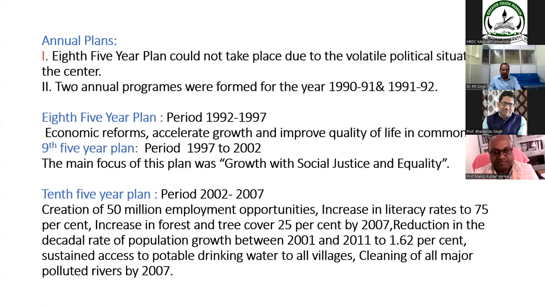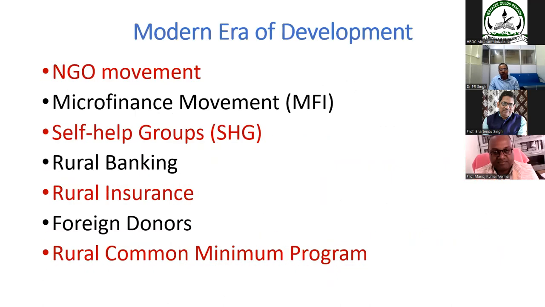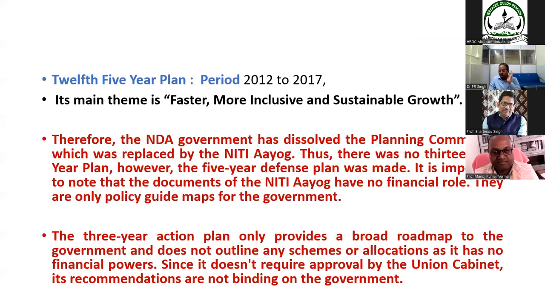In 1997 to 2002, the main focus of this program was growth with social justice and equality. In this era, we discussed social justice also because most of our population was deprived of justice. So this five-year program provided justice facilities, even the courts and some other things, and provided knowledge to the people, and equality. We discussed that. Then the tenth five-year plan, 2002 to 2007, was very successful. In this program, we concentrated on forest development activities.